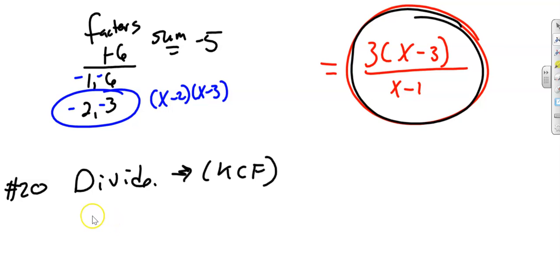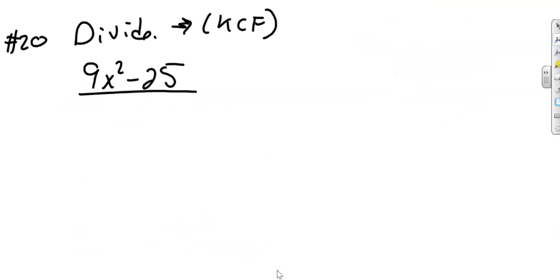You're going to have something like this, that you have 9x squared minus 25 over 2x squared plus 3x minus 14 divided by.